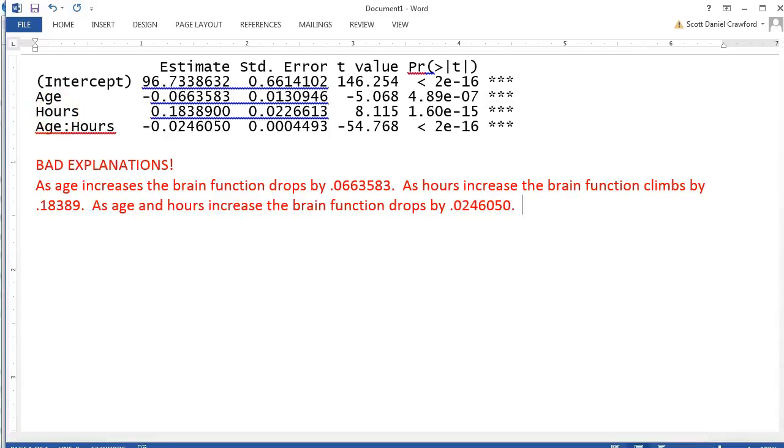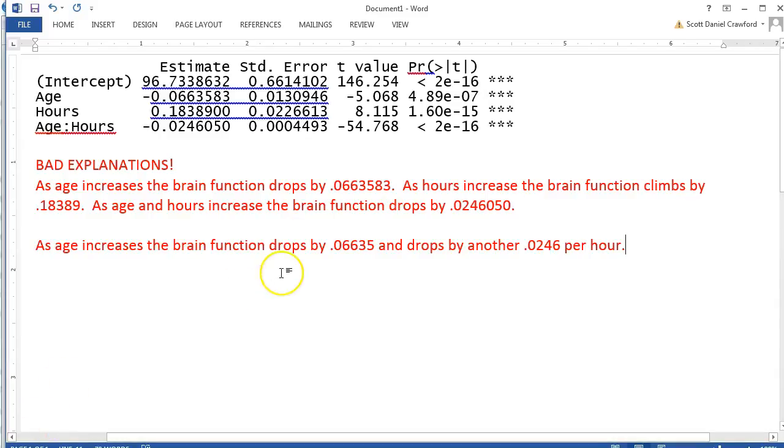And you can't just fix that by saying, okay, age and hours. Now let's talk about age and hours together. You've put periods here. That means these are separate sentences. So as age increases, brain function drops by 0.066. That's not true. It depends on the level of hours. It would be true at an hours of 0, but it's not always true. And so there's clever ways to try to combine it into one sentence so that it's not like you have a false sentence followed by a sentence that fixes it.